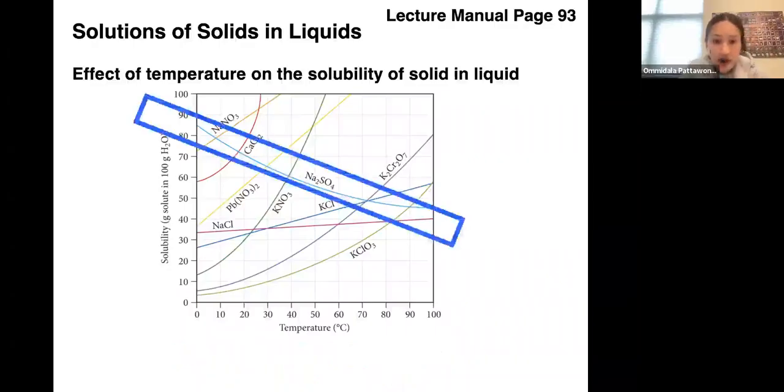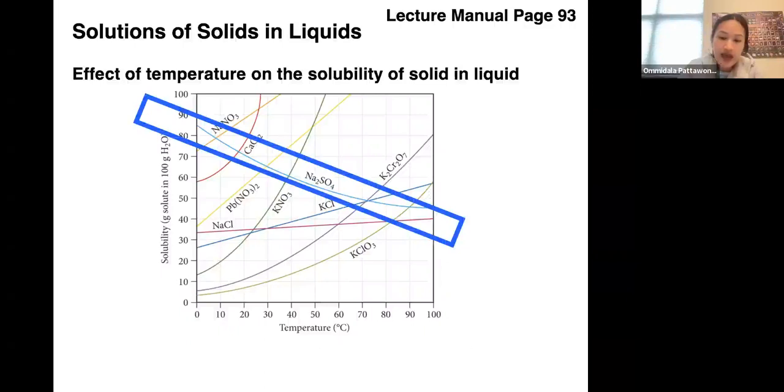However, some of the ionic compound salts have an inverse effect. For example, here is sodium sulfate. As the temperature increases, the solubility of sodium sulfate actually decreases. Why is that? In this scenario, we need to take a look at the overall enthalpy change of the solution. When salt dissolves in water, as we mentioned earlier, it involves many steps, but the overall enthalpy change, or the heat of solution, is going to dictate the effect of the temperature.